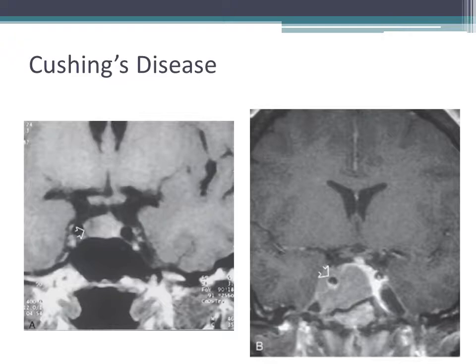And in these two graphs, on the left side you can see the arrow pointing to a microadenoma, and on the right side you can see a big tumor, which is a macroadenoma producing ACTH. The arrow is pointing to the internal carotid artery, which is encased by this tumor.